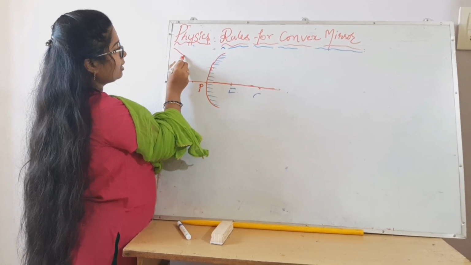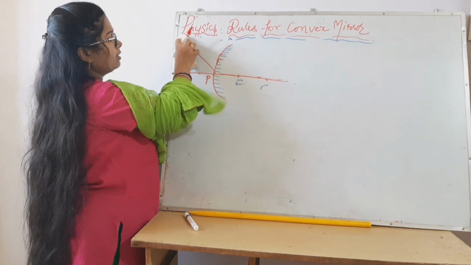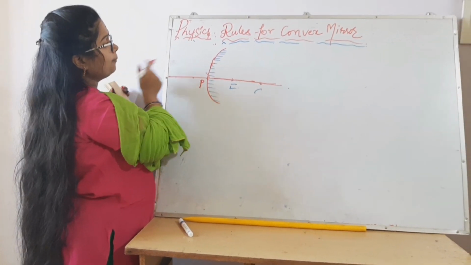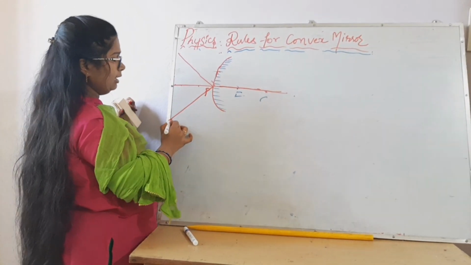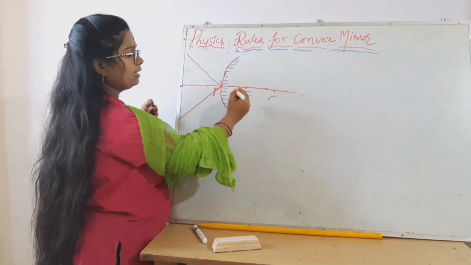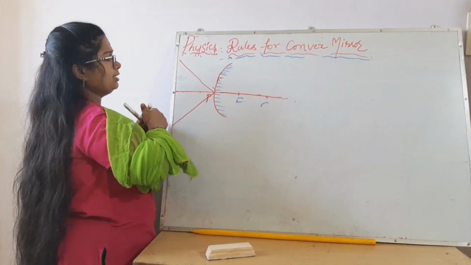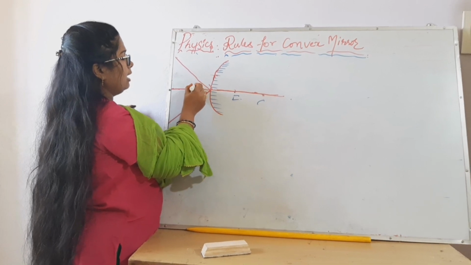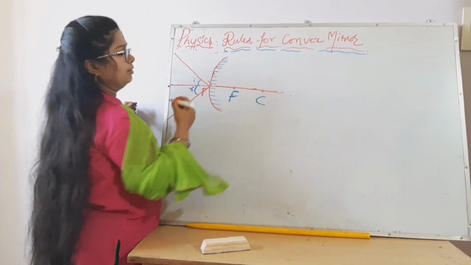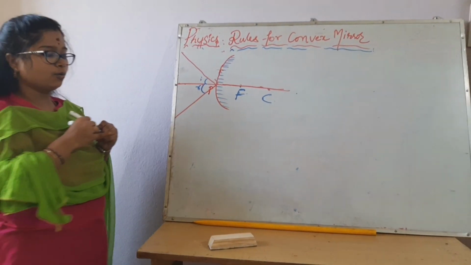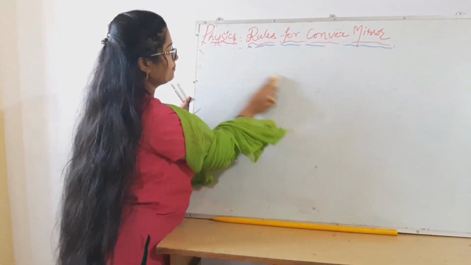When a ray is making an angle with the pole, see, it reflects back with the same angle. As you know from the second law, isn't it? Angle I is equal to angle R. So these are the 4 rules you need to follow while drawing this convex mirror diagram.